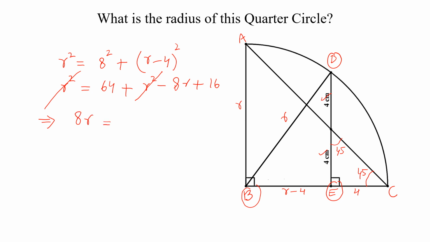Simplifying this, 8R will be equal to 80. Dividing both sides by 8, we will get R is equal to 10 centimeters. And this is the required answer.